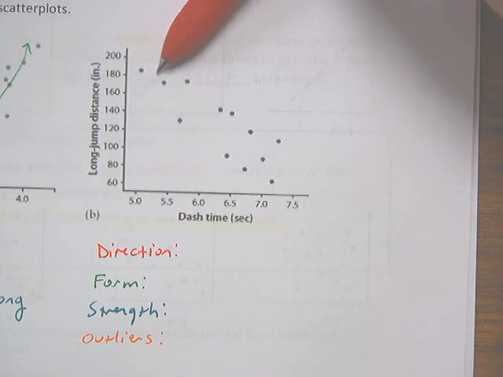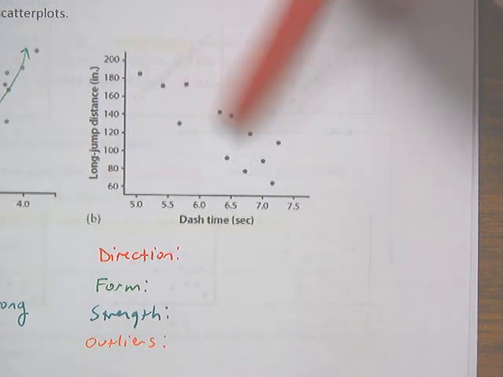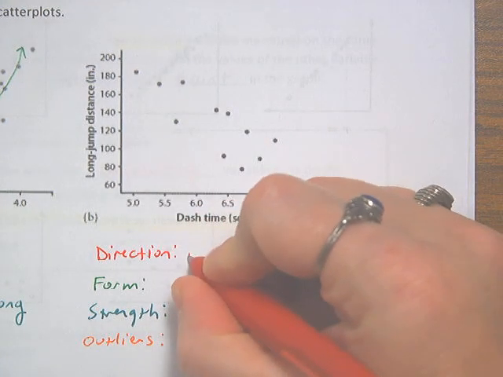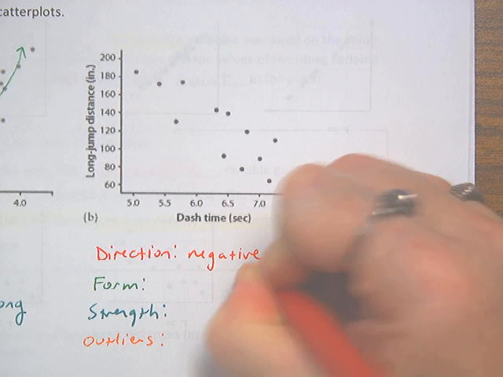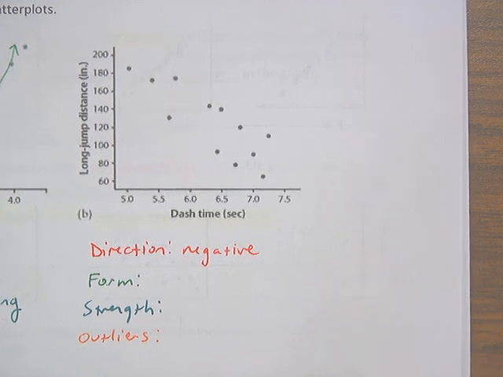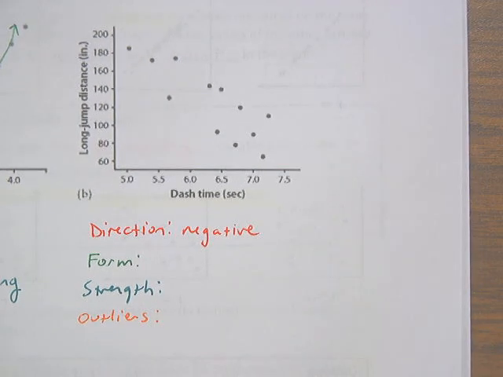What did you tell me on the first page was the direction of this? Positive, negative, or none? Yeah, you said negative, right? As dash time increases, long jump distance decreases. So as one goes up, the other goes down. That's a negative association. I'm saying that because I know you're going to have a test question that sounds like that. Form, linear or non-linear? Those are your only options.